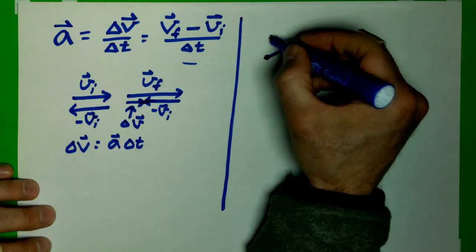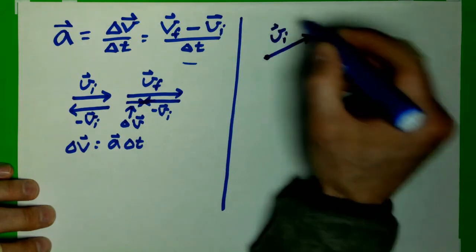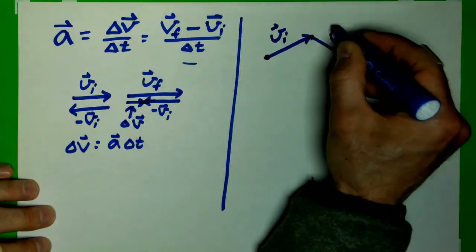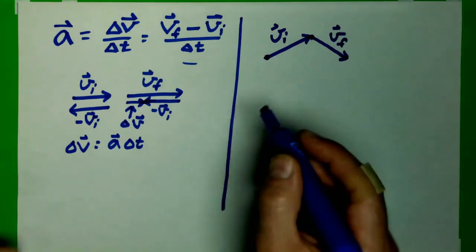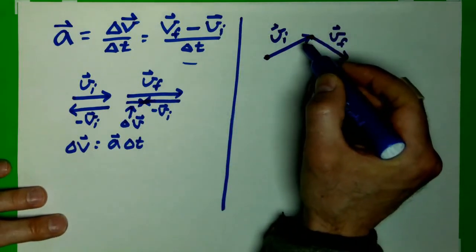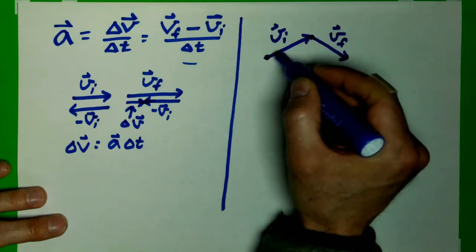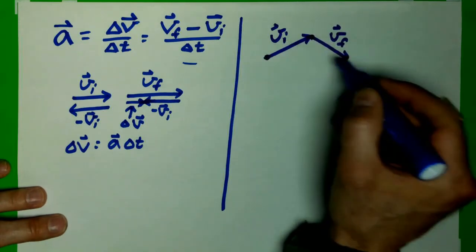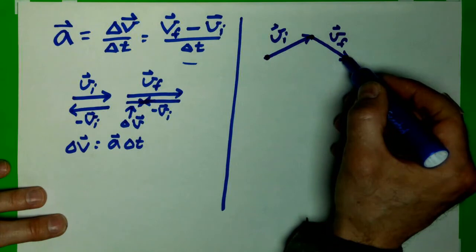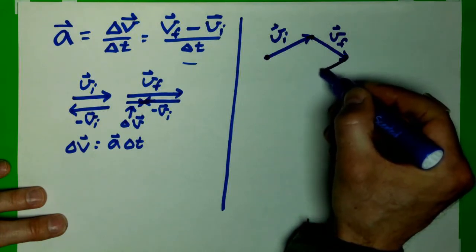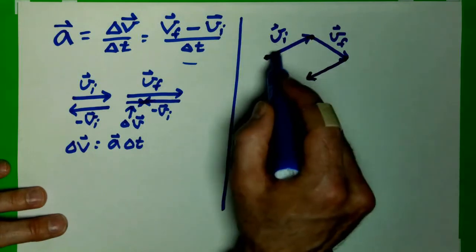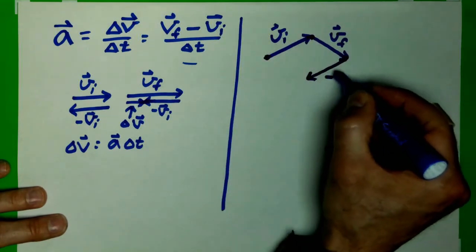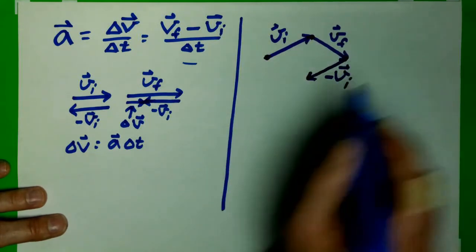Alright, and so let me write my initial and final. Well, I'm going to need to reverse this and then place it on the tip. I'm going to do that in one step, so I'm going to come this way. So I've reversed this and placed it at the tip here. So this is negative V initial.